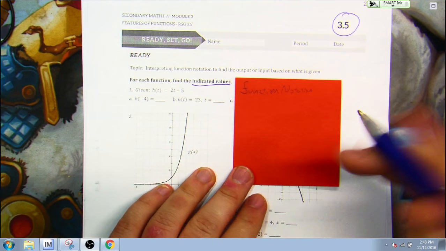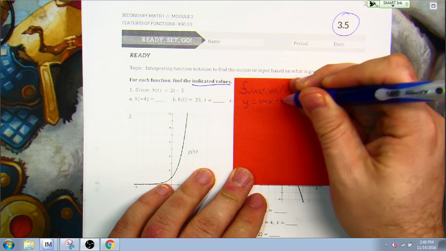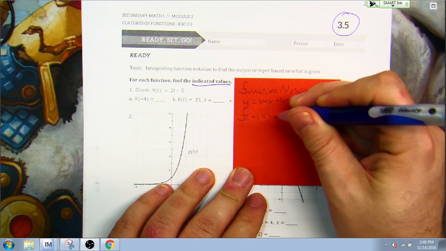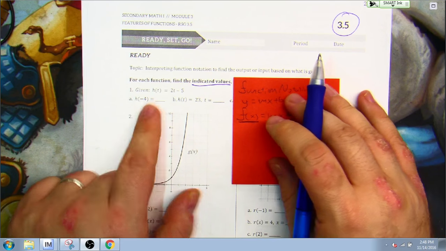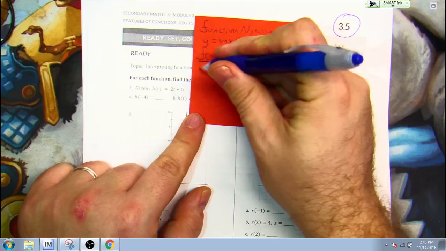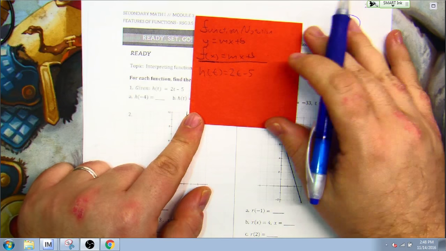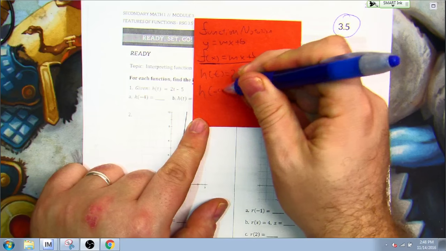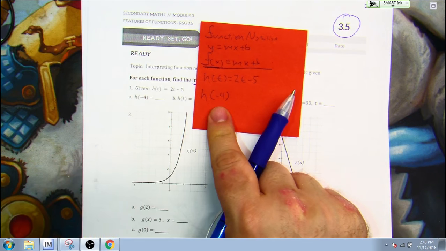Back in the day we would say y equals mx plus b. But now what we're doing is f of x equals mx plus b, where f of x replaces the y. So when we look at our given example here, it tells us h of t equals 2t minus 5. And then it asks us to find h of negative 4. So h of negative 4, you can see exactly what we did here.